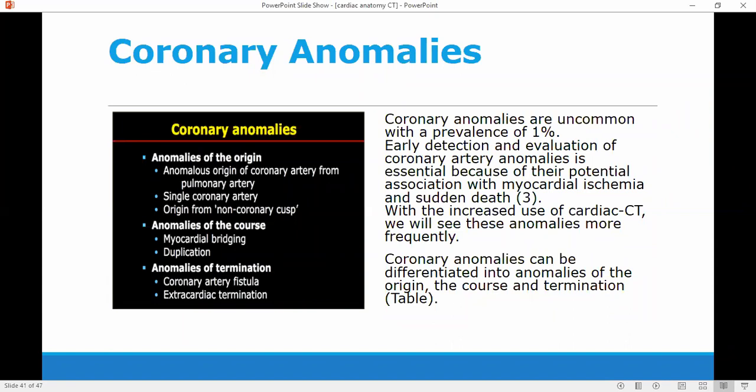Coronary anomalies can be differentiated into anomalies of the origin, the course, and termination. In this table, anomalies of the origin include anomalous origin of coronary artery from pulmonary artery, single coronary artery, origin from non-coronary cusp. Anomalies of the course include myocardial bridging and duplication. Anomalies of termination include coronary artery fistula, etc.